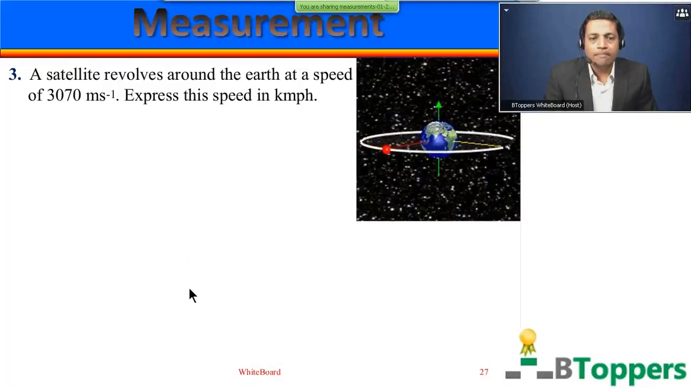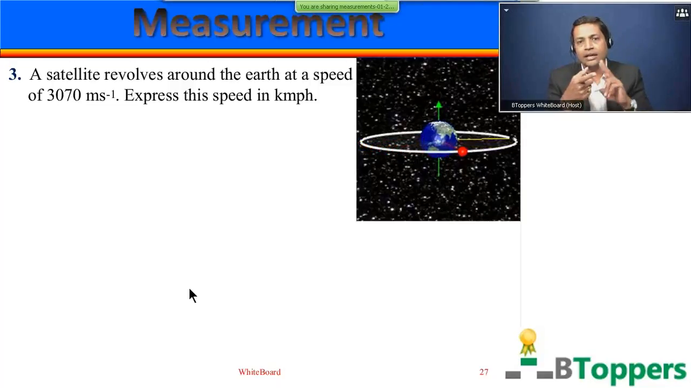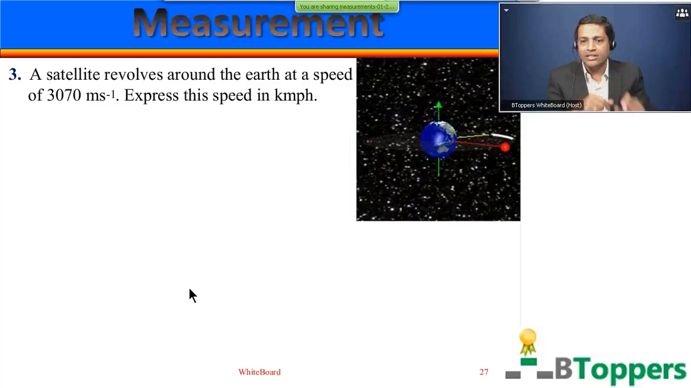Now let us go to the third sum. A satellite revolves around the Earth at a speed of 3070 meters per second. Express this speed in kilometers per hour. So here we can't guess directly whether it is going to be a smaller number or a larger number, because kilometers is involved and hours is also involved. There are two quantities involved here. So let us try to calculate this.